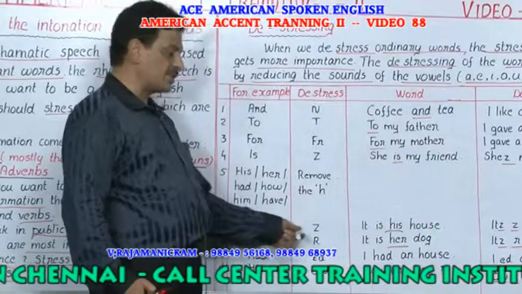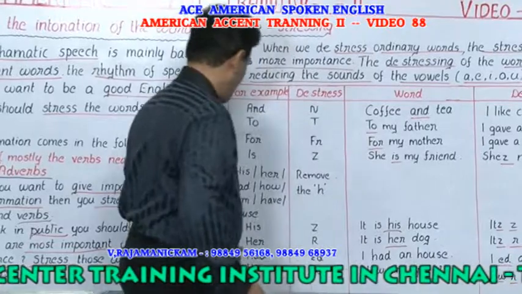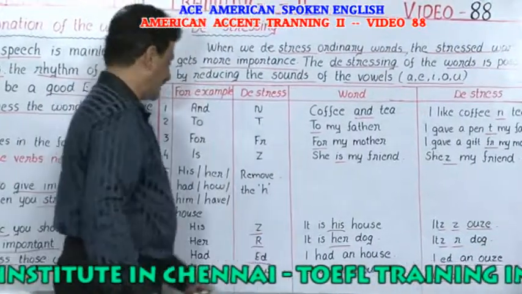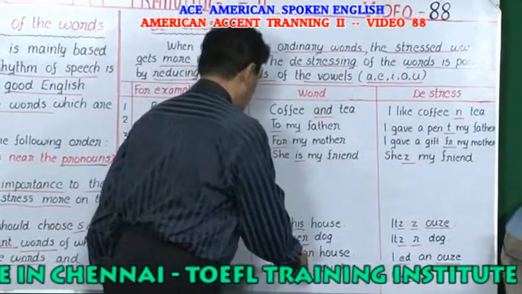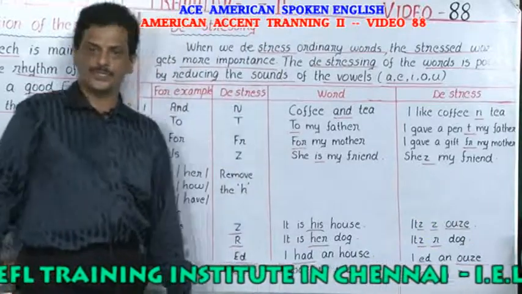Her is pronounced as 'er. Is a dog. Had is pronounced as 'id. I had a nose. It changes to 'id. I had a nose.